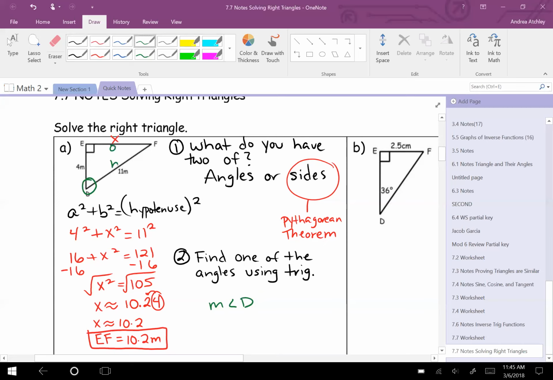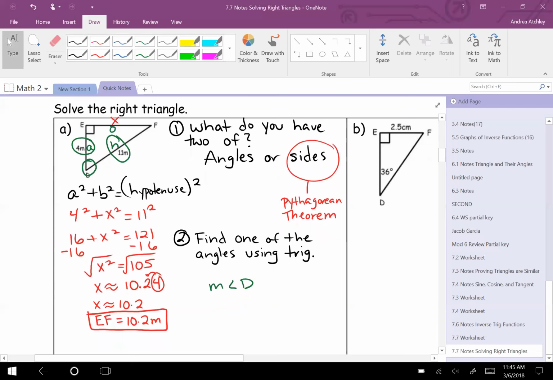We've already established that the 11 is the hypotenuse. When I place my thumb on that angle, I can find this is the adjacent side because it touches my thumb. Hopefully we are proficient at labeling opposite, adjacent, hypotenuse. Okay. So then I'm circling the two sides that I have. So I have the adjacent, I have the hypotenuse. We're going to use SOHCAHTOA.